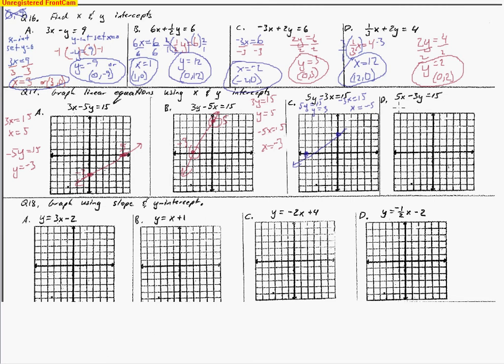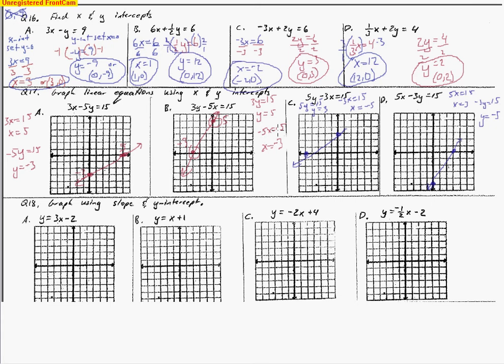The difference is we have 5x minus 3y equals 15 this time. So we got 5x equals 15, so x is 3 when we do that division. So over 3 spaces, put the dot there, and then we figure out the y-intercept. So negative 3y equals 15. So divide by that negative 3, y is negative 5. So down 5 spaces, 1, 2, 3, 4, 5. Put the dot there, and draw the line between those 2 points.